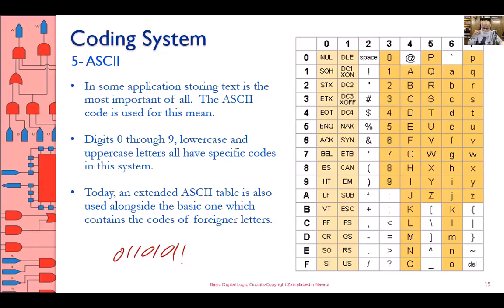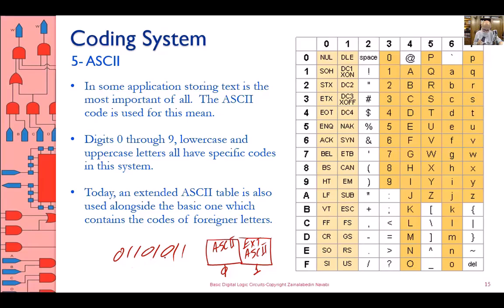This is called ASCII. ASCII is like this. The table I'm showing on the right-hand side is really the left-hand side part of the ASCII. In this part, the leftmost bit is 0, but then we have extended ASCII. Extended ASCII, the right-hand side, the leftmost bit is 1.